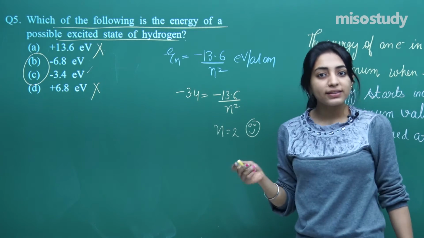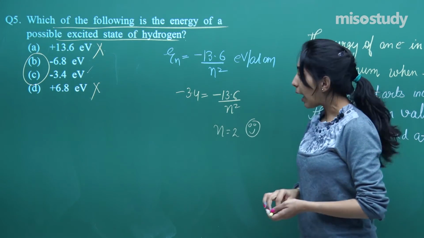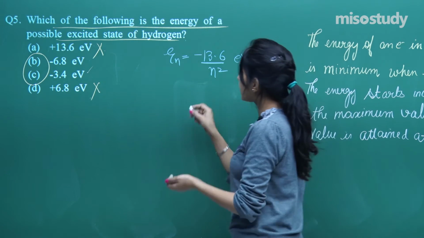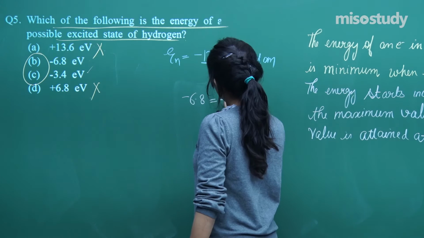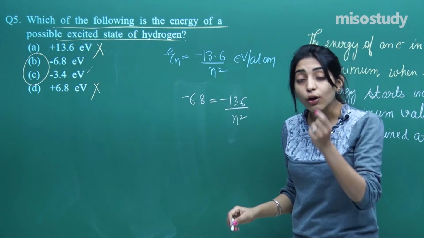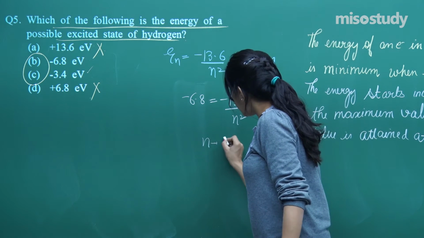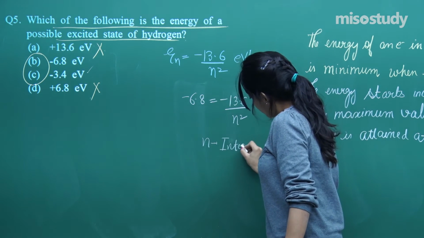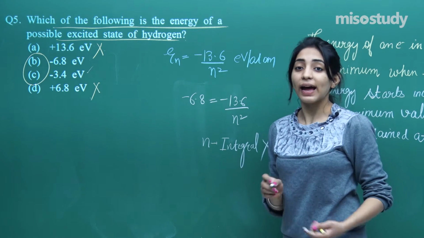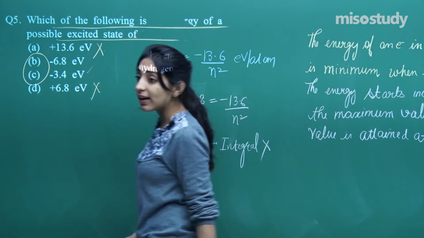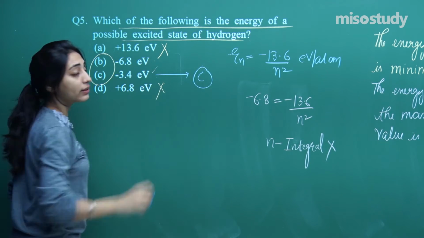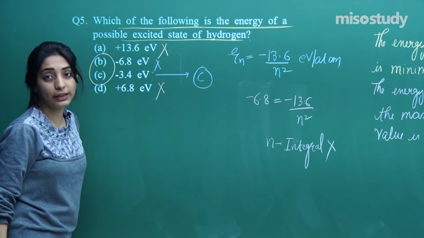Which is a good answer. N is equal to 2 is appreciable, right? However, if I would have asked you to substitute another value, which is minus 6.8, keep on doing, you will not get any integral value. You won't be able to get an integral value of n, and thus making sure that the correct answer for this particular question will be option number C and not option number B.